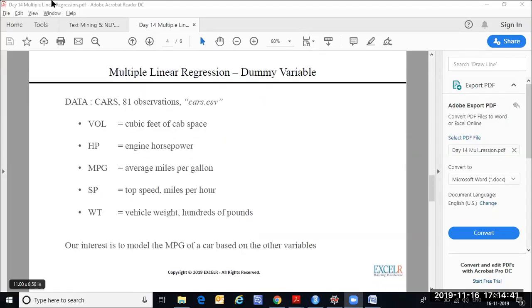Now, please could you go through this case study? This is what we are going to solve now for the multiple linear regression. Just go through it for a second.